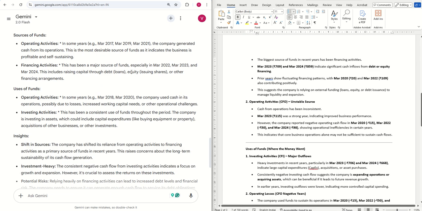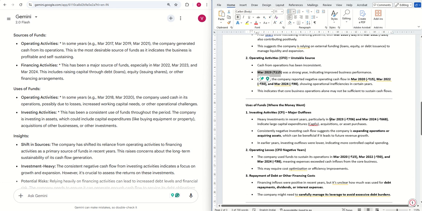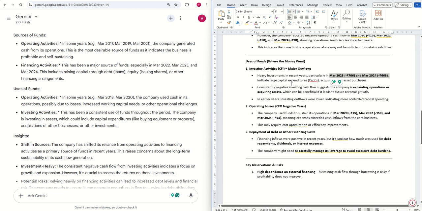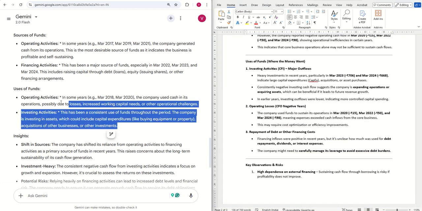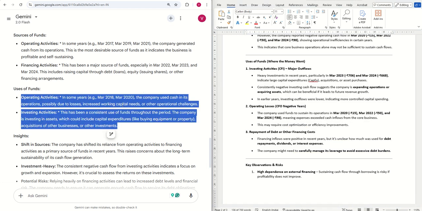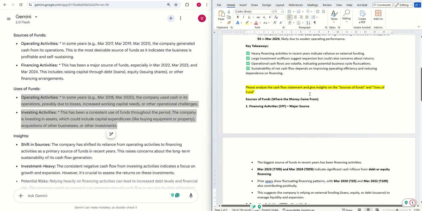Reason being, it is not a bit deeper, or it is not where I can make sense out of numbers. See here, on the right, I can make sense out of the numbers. Yes, March 2023 was a strong year with 115 crores cash inflow and use of funds. These 2 years it has deployed heavily for investing activities. So there is some sense of numbers coming out here, which I don't find here. For uses of funds, they just say it was borrowed and invested, those kinds of things. So I would still give a thumbs up to ChatGPT in this example.